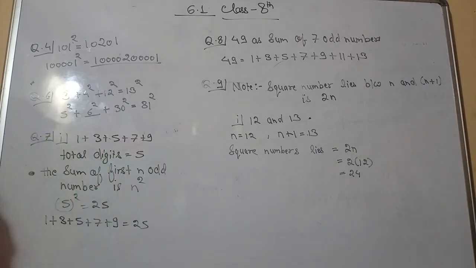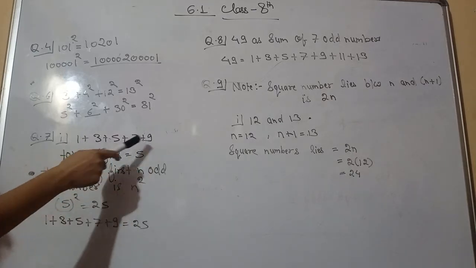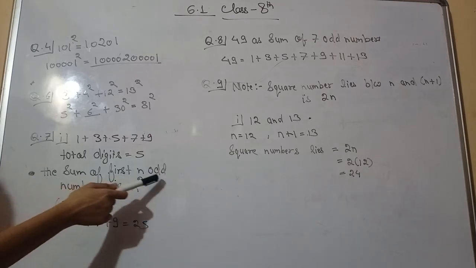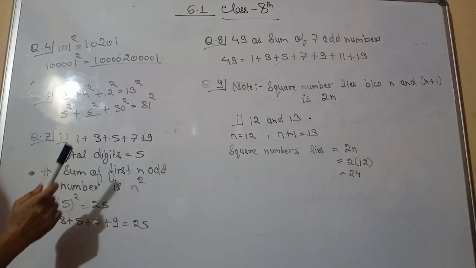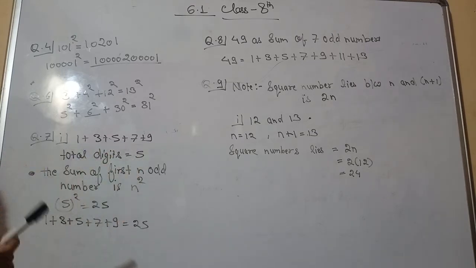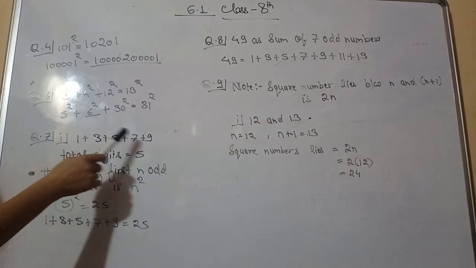Now in question number 7, what do we have to do? In question number 7, without adding, find the sum. These are the numbers given, and without addition we have to find the sum. So there is a note point. The formula is: the sum of the first n odd numbers is n square. Which means, see, 1, 3, 5, 7 and 9 are all odd numbers. So how will you add all the odd numbers without calculating them?